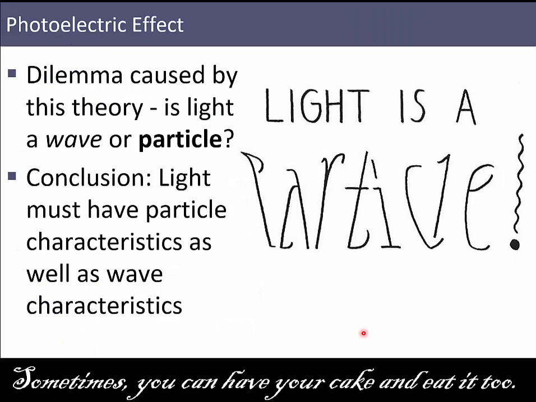So now we've got two different lines of evidence. Right? There's a dilemma caused here. One is that light acts as a wave. All of our previous two-slit experiments, we've known for quite some time that light acts like a wave, but now you've got Planck and Einstein coming in, and they're saying light is kind of acting like a particle. So is light a particle or is light a wave? And the conclusion is that light must have particle characteristics as well as wave characteristics. So this is a case where you can have your cake and eat it too.